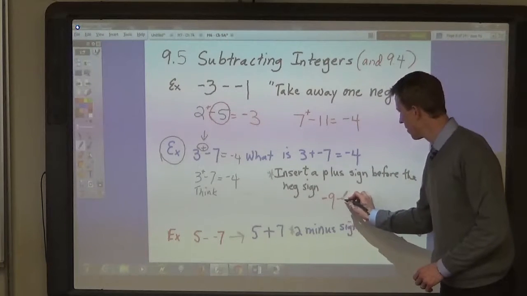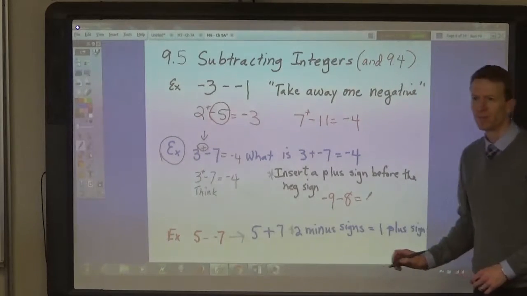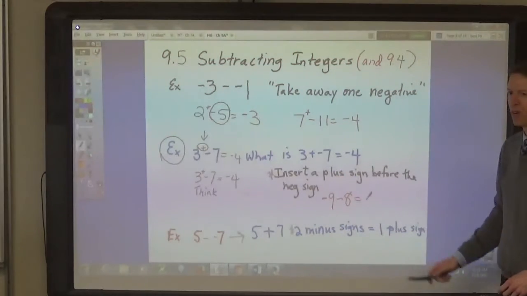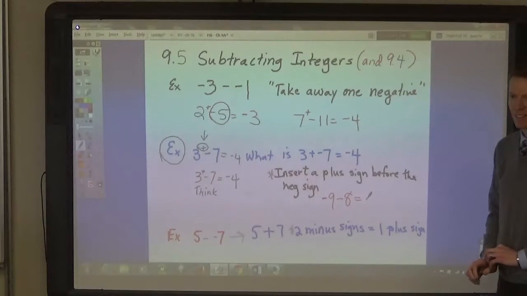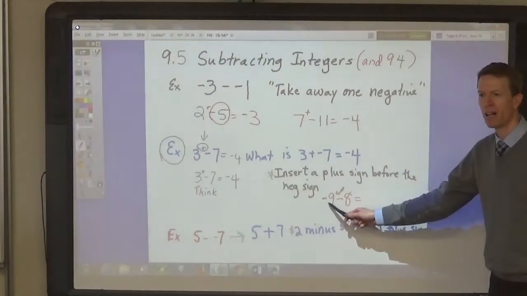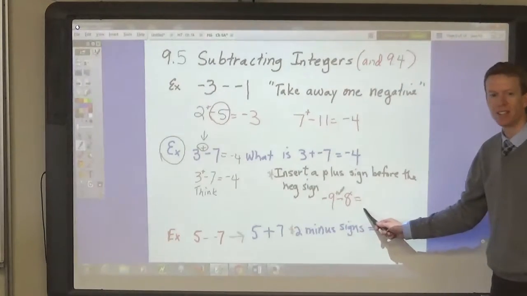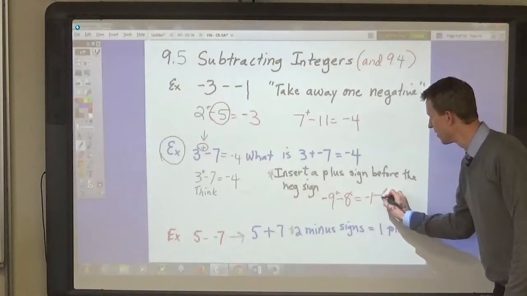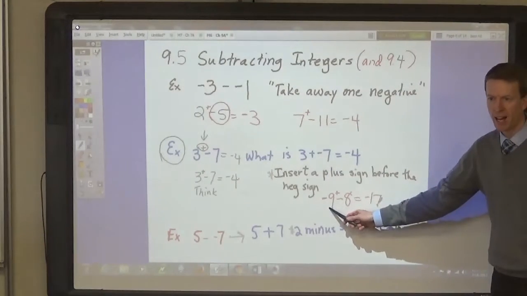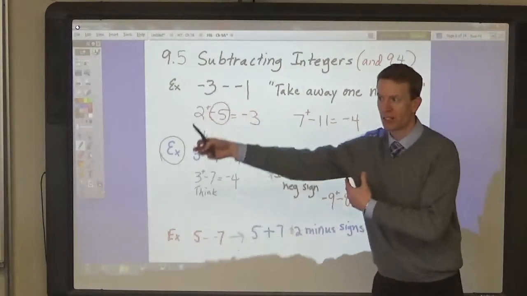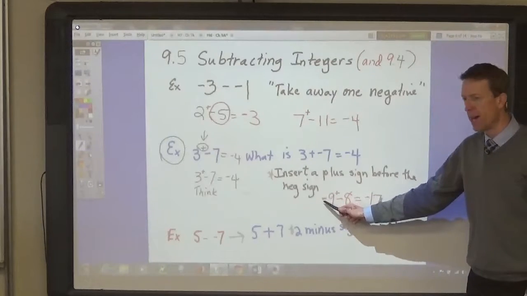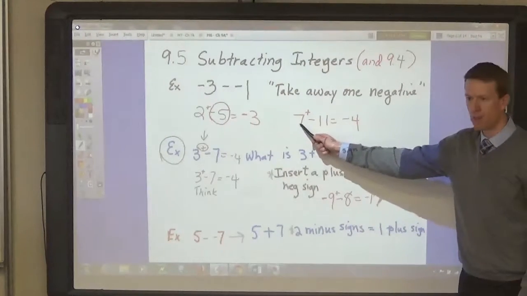How about this one? Negative 9 minus 8. Krista? Negative 1. No. Now, insert a plus sign before the negative sign. What does it become? Now read it. Negative 9 plus negative 8 equals negative 17. Yep. Negative 17. It works for the minuses also. Negative 9 minus 8 means we're making another move to the left. Negative 9 plus negative 8 is the same thing. And so it works whether you're starting at a negative number or at a positive number.